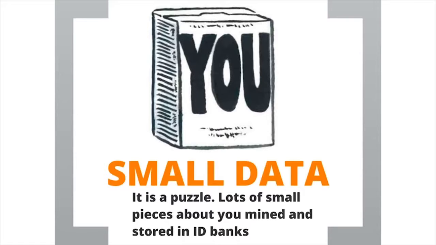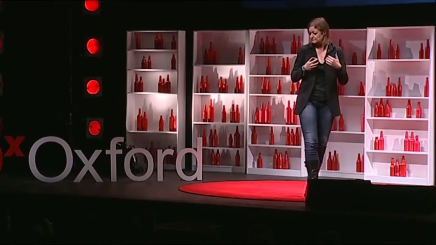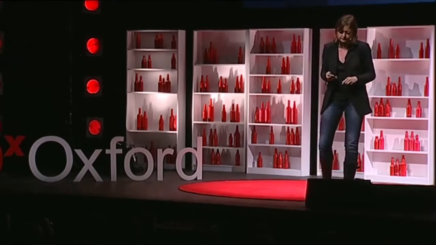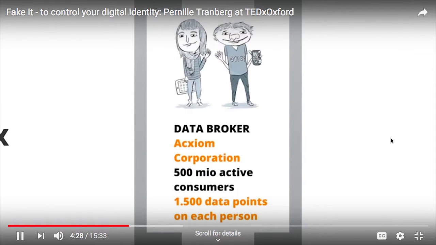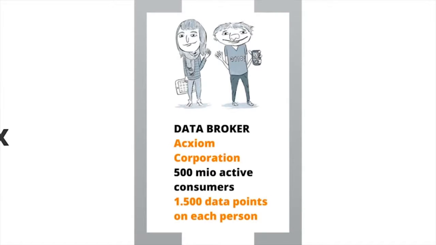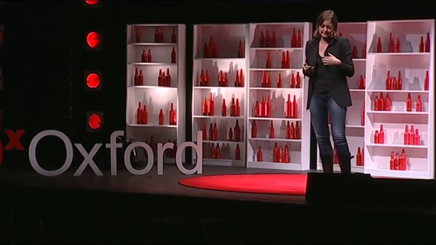It's all about your personal data. It's not one single Facebook update or one search. It's a puzzle. Everything you're doing is collected in big data banks, identity banks, and then it's stored and resold. For example, a data broker, Acxiom in the US, has like 500 million profiles on people. And for every single person, they have 1,500 data points. It's not something you join voluntarily. They just take it from the web and databases.